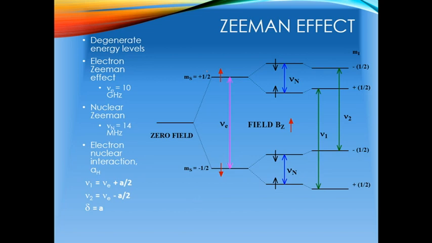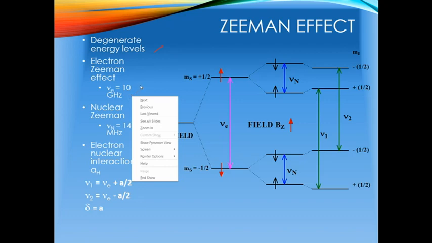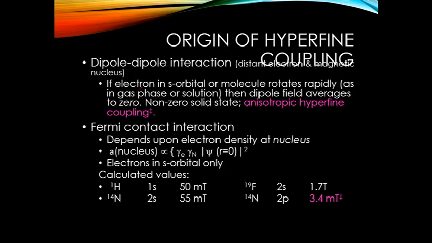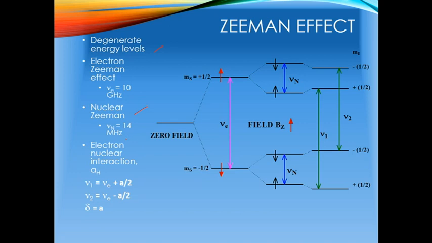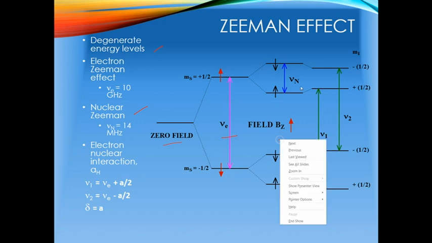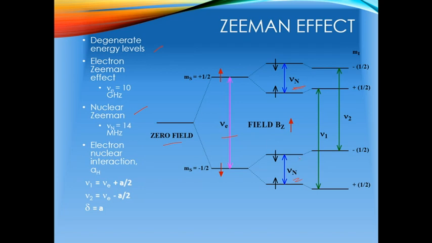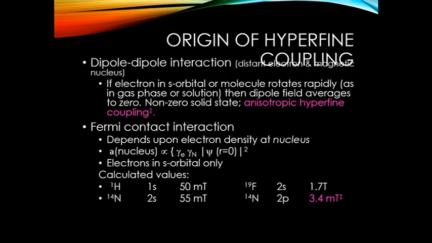So the Zeeman effect splits the degenerate energy levels, and that is at about 10 gigahertz. And the nuclear Zeeman splitting, you can see that this is zero field and it splits in the magnetic field by the nucleus there. So they interact and you get a lot of these settings, plus half, minus half, plus half, minus half. This is nu 1 and this is nu 2. So that is given by these two things.